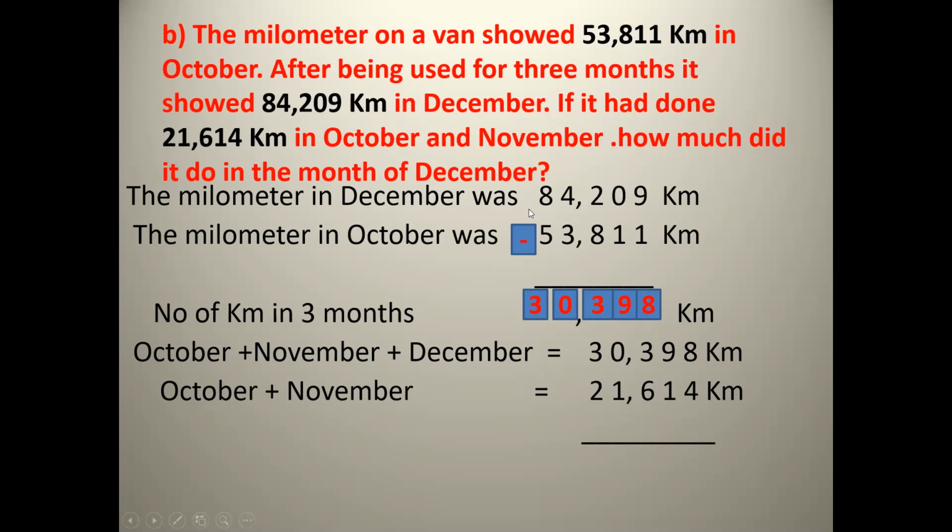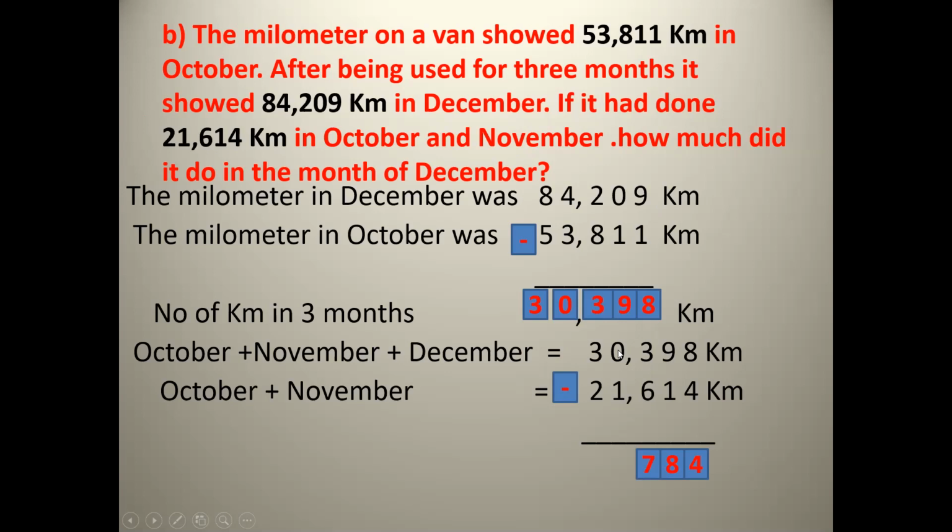Take away 4 from 8, it will be 4. 1 from 9, it will be 8. 6 from 3, you cannot, so you can borrow. You cannot borrow from 0. Now 3. So we borrow 1 from 3. 3 will be 2, and this 0 will be 10. Now take away 1 from 10. So this 3 will be 13. Take away 6 from 13. Yes, it will be 7.